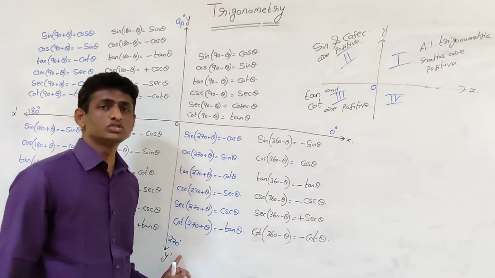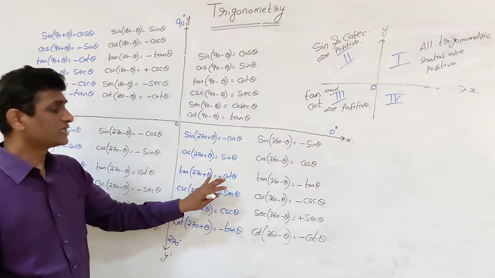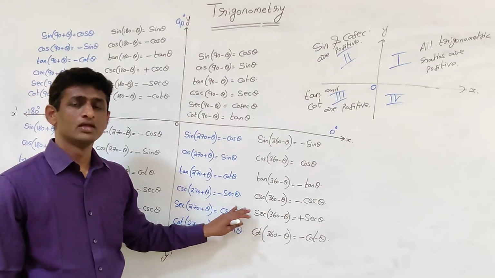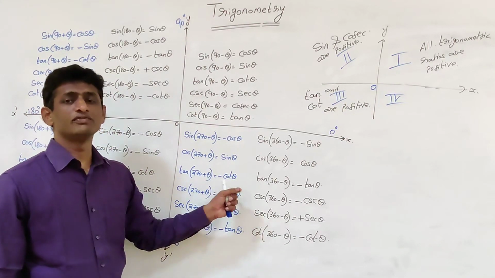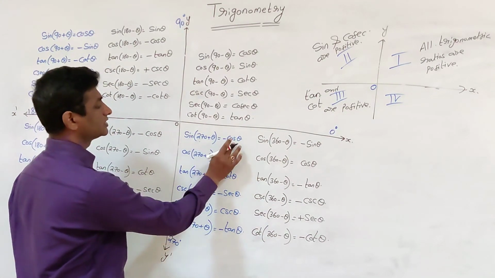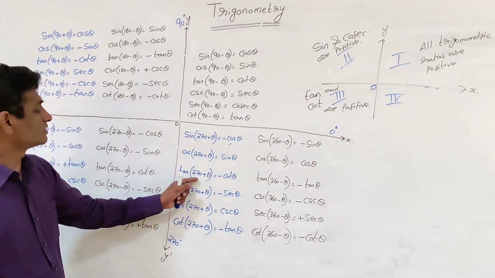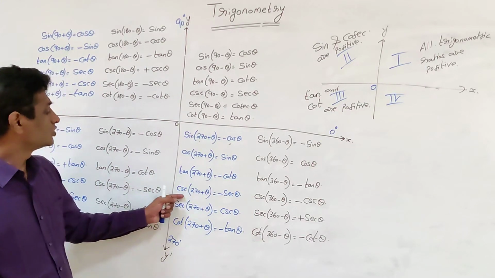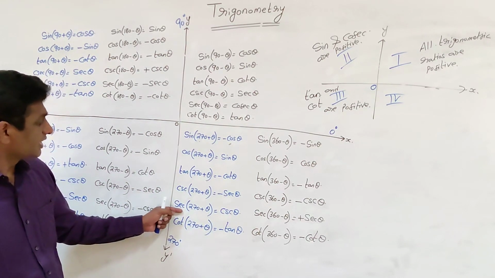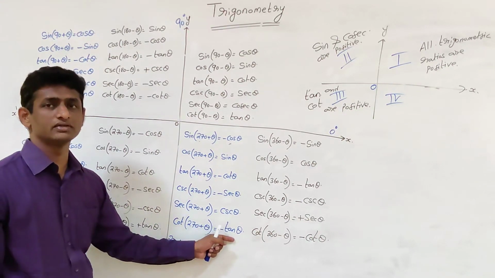Coming to 270 plus theta as well as 360 minus theta, the angle lies in the fourth quadrant, and we'll see which of them are positive and which are negative. Sin of 270 plus theta is minus cos theta, cos of 270 plus theta is sin theta, tan of 270 plus theta is minus cot theta, cosecant of 270 plus theta is minus secant theta, secant of 270 plus theta is cosecant theta, cot of 270 plus theta is minus tan theta.